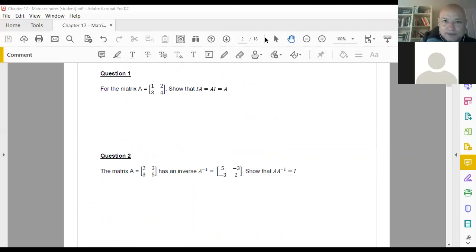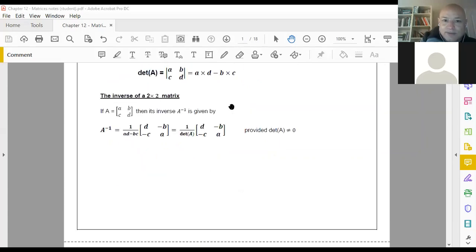Question 1. Wait, why did C and D become negative? You change the sign. For B and C, you just change the sign. But A and D, they change position. So A and D change position, B and C change sign.